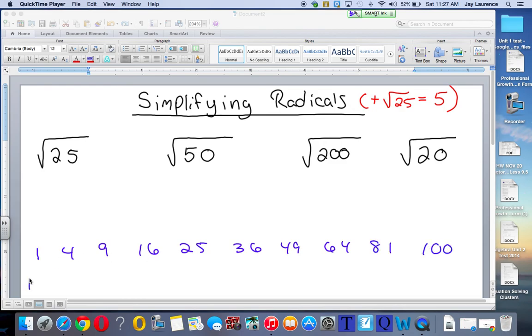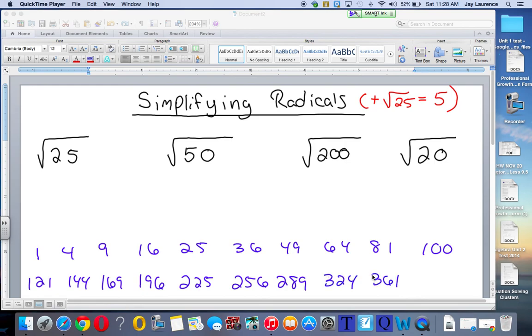Okay, and then 11 would be 121, 12 would be 144, ooh, that's gross, 169, 196, hey, wow, look at that. Something I never noticed. 1 and 11 end in the same digit, 2 and 12, and that's pretty cool. 15 will be 225. 16 will be 256. 17 is 289. 18 is 324. 19 is 361. And 20 is 400.